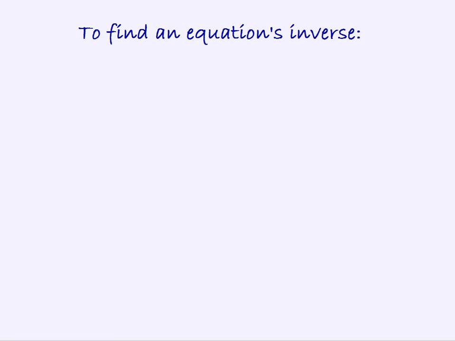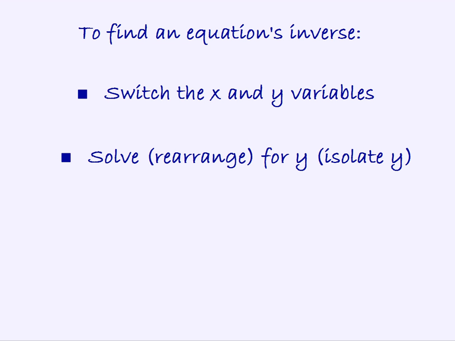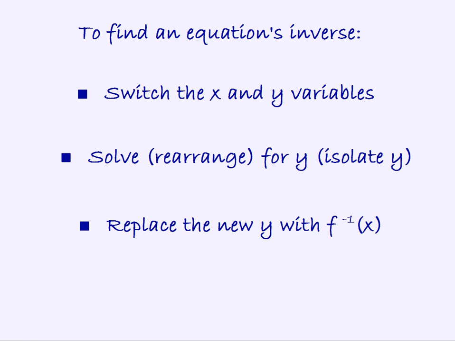To find an equation's inverse, first of all, we switch the x and y variables. Then we solve or rearrange for y. In other words, we're isolating y and getting everything else to the other side. And then we replace the new y with the inverse function of x.